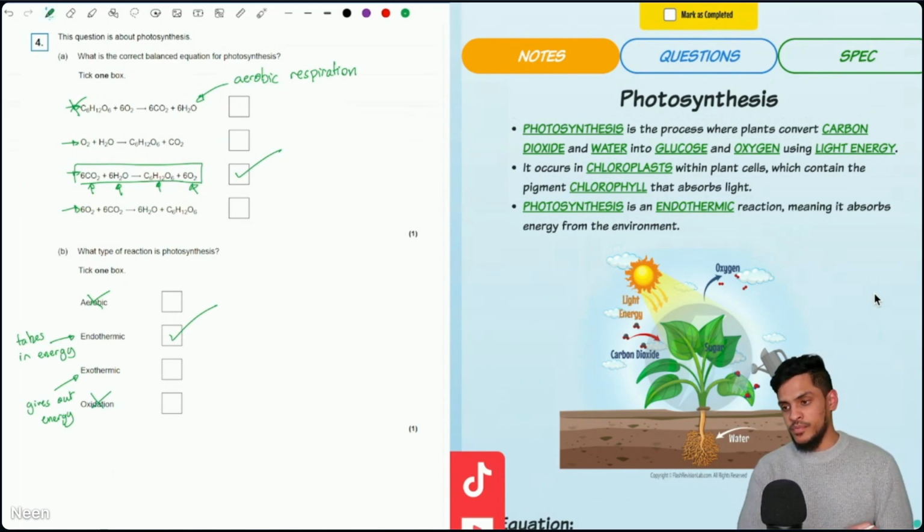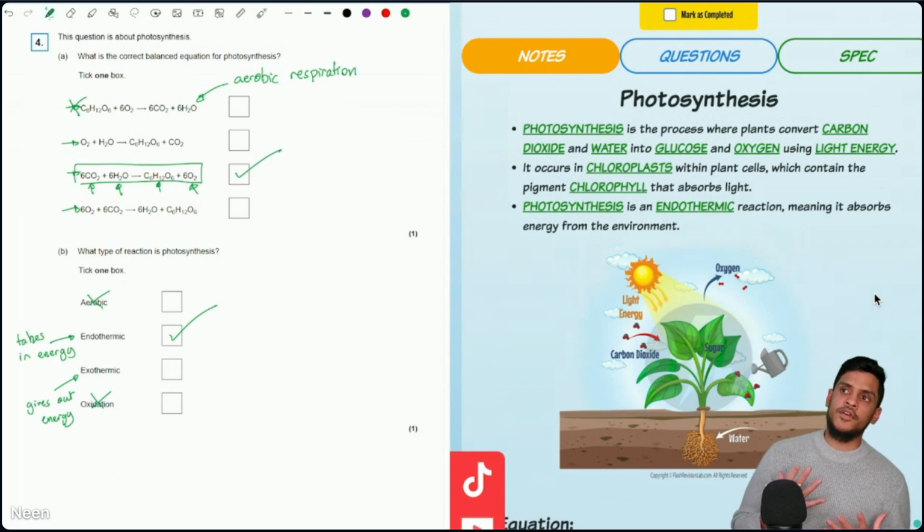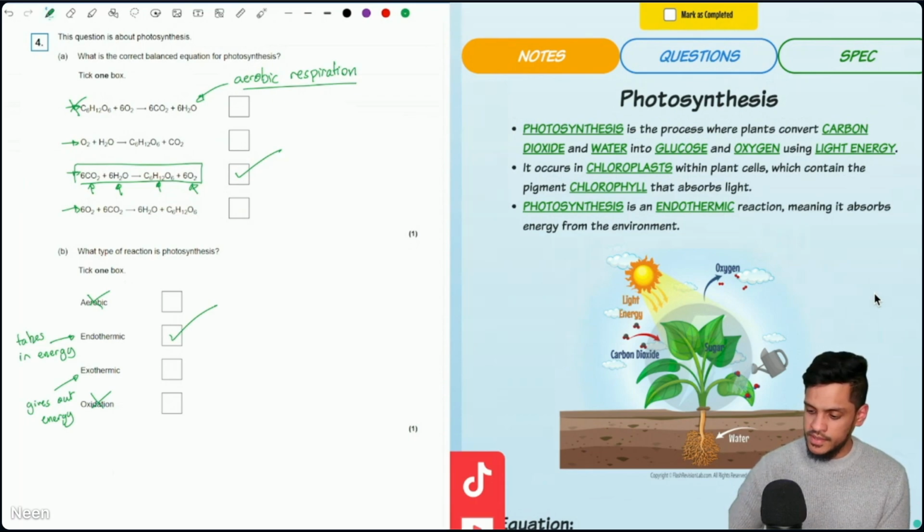It's taking in energy. Where does that energy come from? It comes from the sun. So remember, in photosynthesis, the plants absorb sunlight through the chloroplasts. So they use that energy from the sunlight to produce glucose. So because aerobic respiration is the opposite of photosynthesis, you would say that aerobic respiration is exothermic.